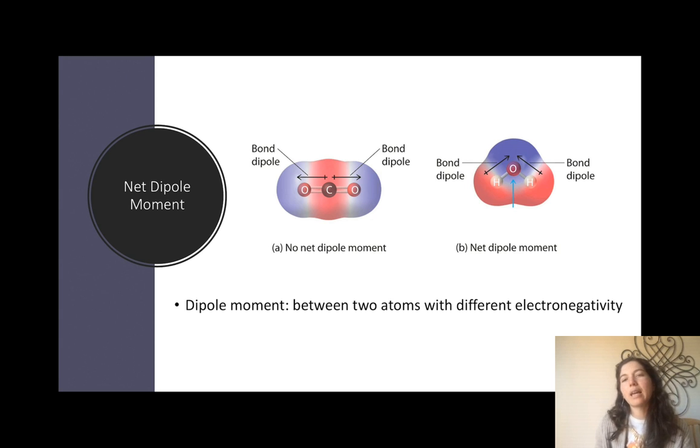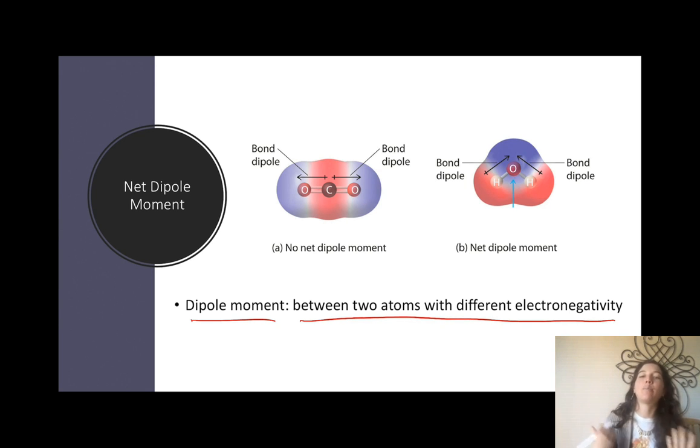All right, let's take a look at what a net dipole moment is. A net dipole moment is kind of like a combination of all of our dipole moments. So remember that our dipole moment is between two atoms with different electronegativity. So if they have a difference of electronegativity, then we have a dipole moment.